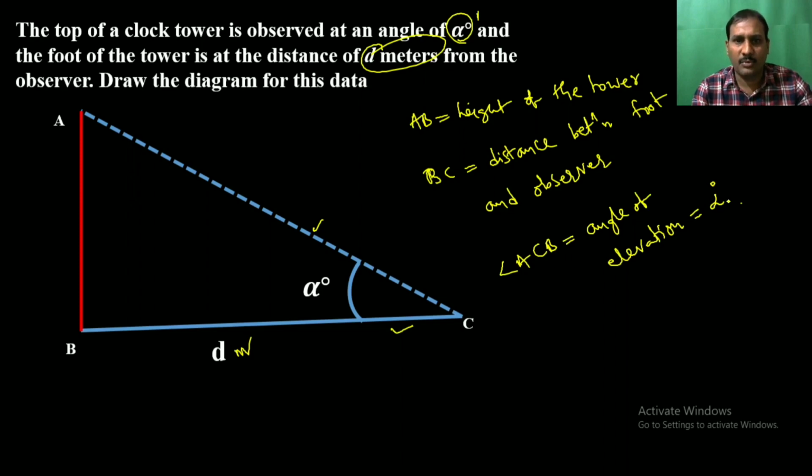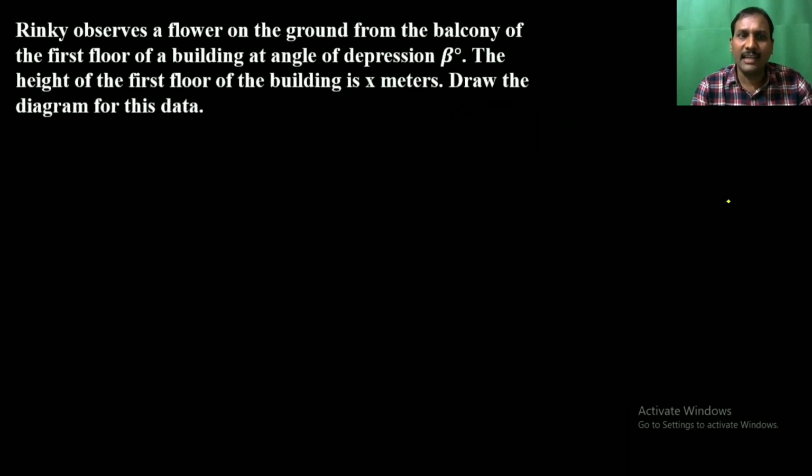Okay, next problem. Rinky observes a flower on the ground from the balcony of the first floor of a building at an angle of depression beta degrees. The height of the first floor of the building is x meters. Draw the diagram for this data.